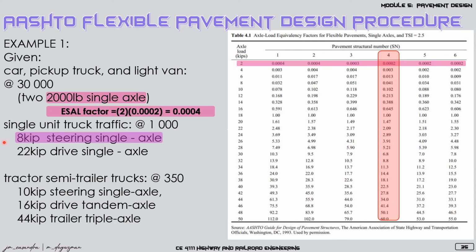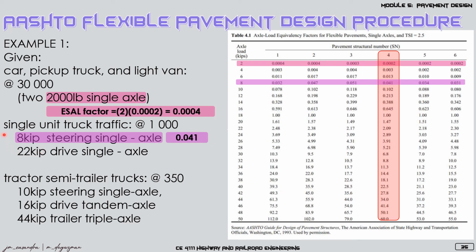Next, we have our single unit truck vehicle, which has a single axle of 8 kips. So let me look for it in the table. It's still a single axle, so we can still use Table 4.1. And we look now for the row of 8 kips. Therefore, it will give us a factor of 0.041.